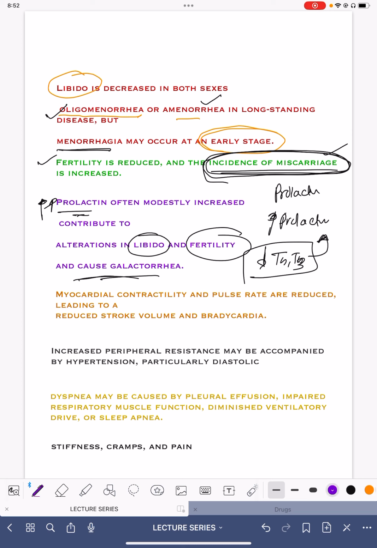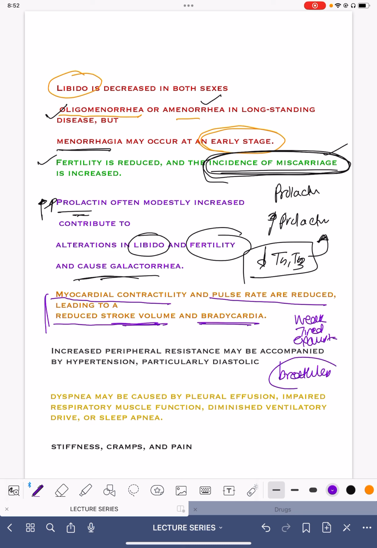We should also understand that the contractility of the heart and the pulse rate is reduced in patients with hypothyroidism. That could cause a reduced stroke volume and bradycardia. This could also be the reason why patients with hypothyroidism feel weak, tired, exhausted, or breathless whenever they go for some physical activity or for a walk.